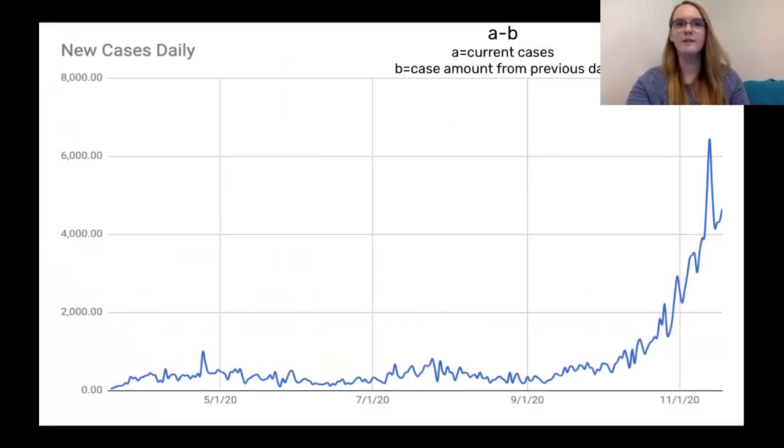This is the graph of the new cases daily. The equation that I used to get this graph is y equals a minus b, when a is still the current case amount and b is still the case amount from the previous day. As we can see, the graph also gives a logarithm-like appearance, even though the equation does not use the logarithm. This gives us a more accurate look at the COVID-19 spread.